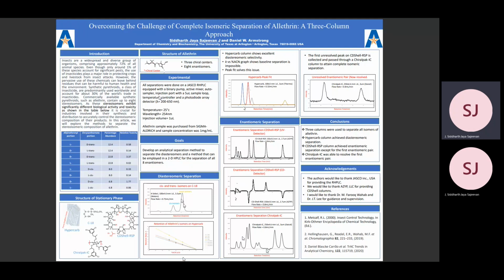So, we concluded that a single column would not separate allethrin efficiently, and thus collected the unresolved peak and resolved it on a Chiralpak IC column.